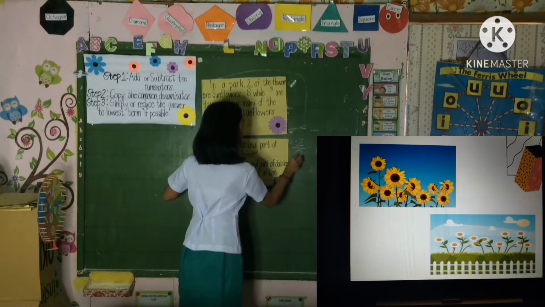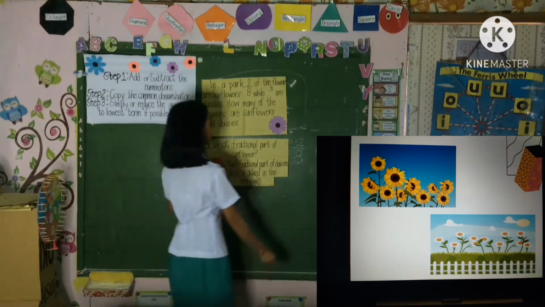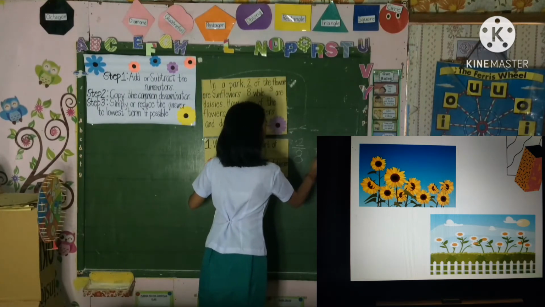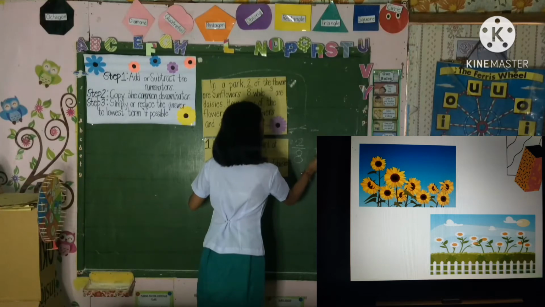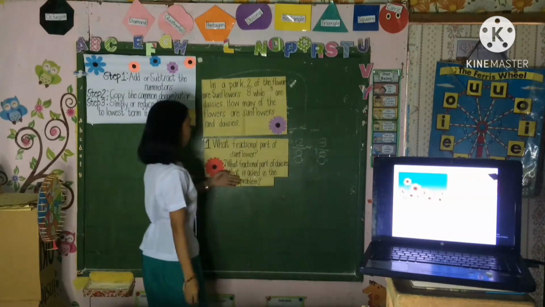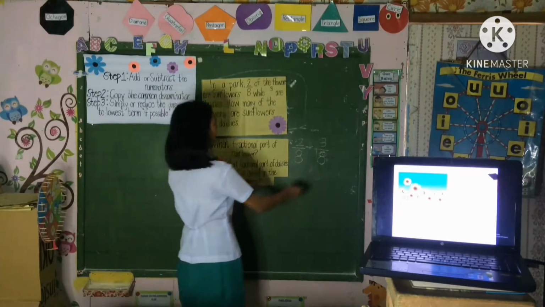How about question number 2? What fractional part is daisies? Very good, it is 3 over 8. Again class, the operation to be used is addition. And question number 3, what is asked in the problem? Very good, the sum of sunflowers and daisies.